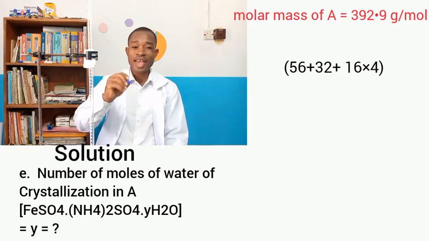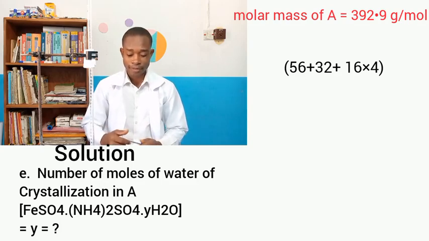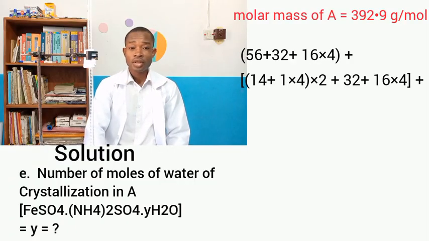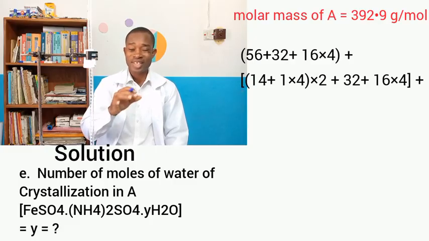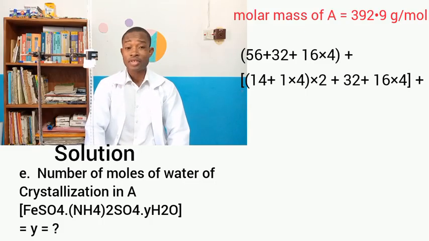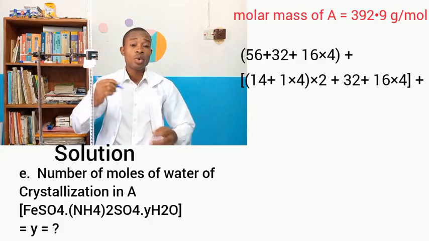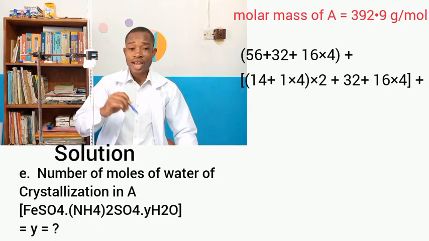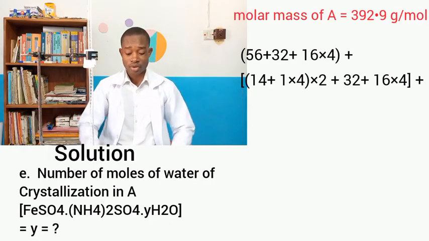Now in the compound we still have NH4 enclosed in brackets with 2 outside. The relative atomic mass of nitrogen is 14, and we add it to that of hydrogen. Hydrogen is 4 atoms in NH4, and the relative atomic mass of hydrogen is 1, so it's 1 times 4. We multiply this 14 plus 1 times 4 by 2, because the NH4 altogether is 2 atoms, as you can see in the NH4 in brackets with subscript 2.